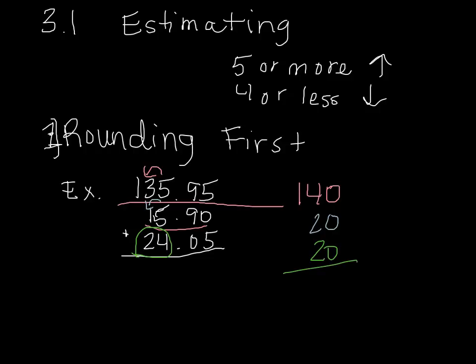Okay, so 140 plus 20, I can do that in my head. And it is 180. So we know our number is going to be close to 180 after all is said and done. So this one's just kind of your typical estimating method. If your whole number is 5 or more, we're going to round it up to the tens. And if it's 4 or less, we're going to round it down so that they're nice even numbers that we can work with in our heads. So let's try the next form of estimating.